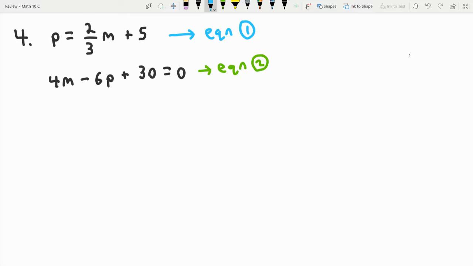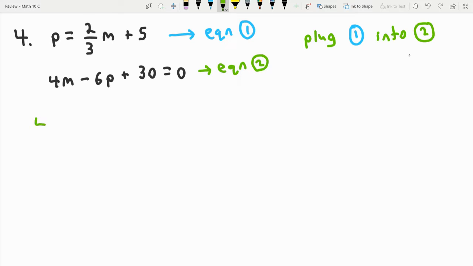So from here, because I already have p by itself, remember, I want either p by itself or m by itself in either equation 1 or 2. In this case, since equation 1 has p by itself, I'm going to leave it alone, and I'm going to plug equation 1 into equation 2.